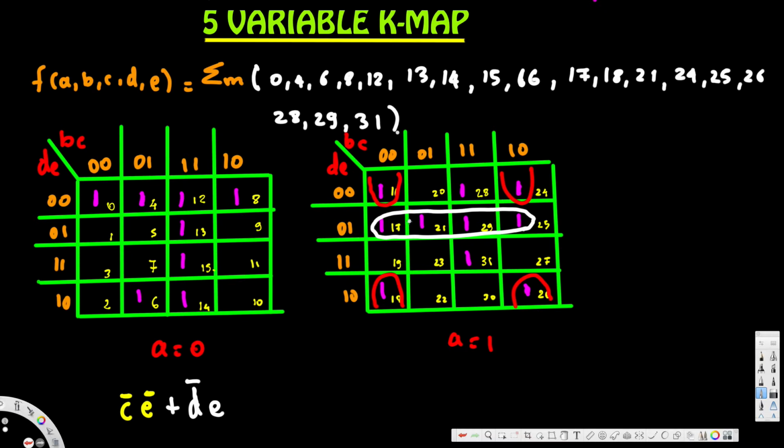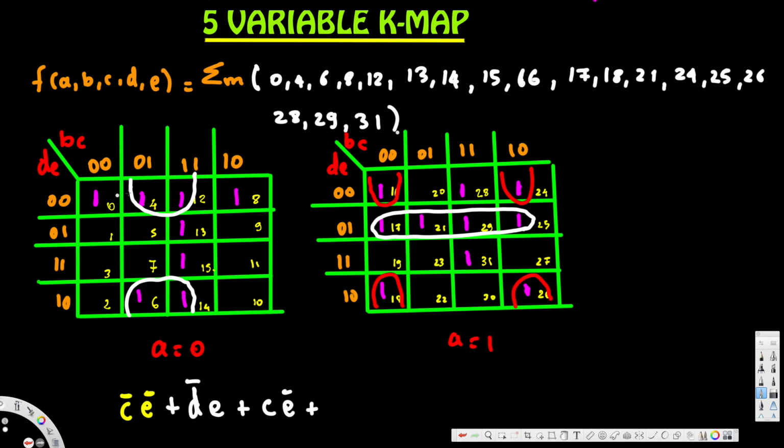Let's see whether we can get another 4. This one can be combined like this, or you can combine it like this, right? Or you can combine this one like this too. If you combine it like this, what are we going to have? B is changing, 0, 1, C is not changing, so C, and then if you look at DE, 0, 0, 1, 0, E is not changing, so this is going to be E complement. Let's look at another possibility.